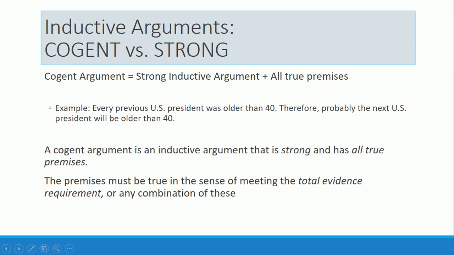So, for example, every previous U.S. president was older than 40. Therefore, probably the next U.S. president will be older than 40. All right, so a cogent argument is an inductive argument that is strong and has all true premises. Premises must be true in the sense of meeting the total evidence requirement or any combination of these.